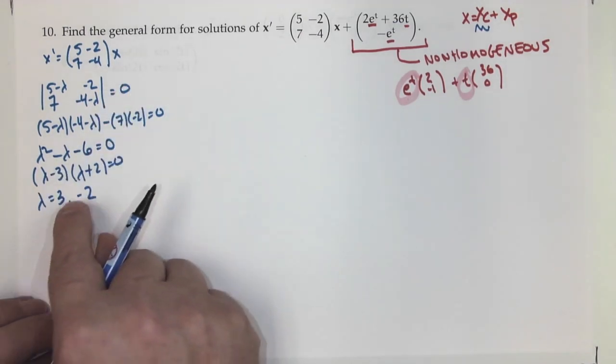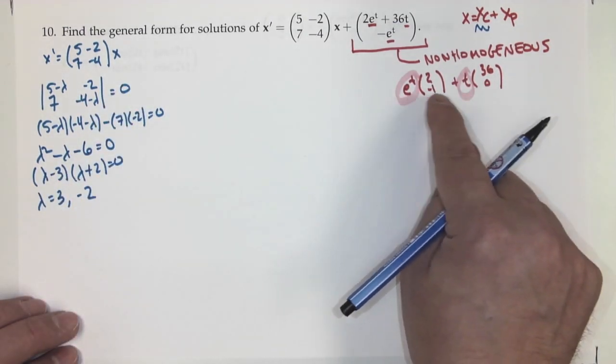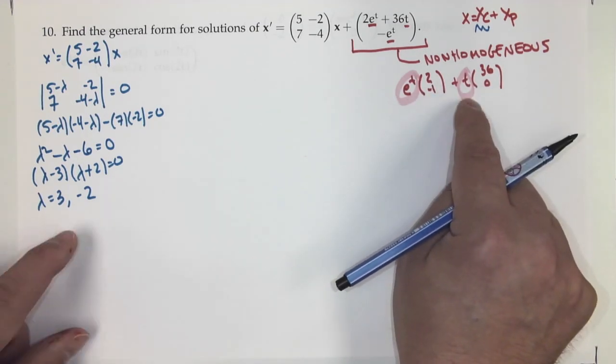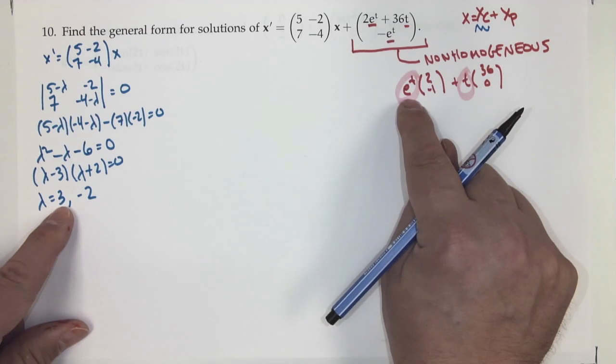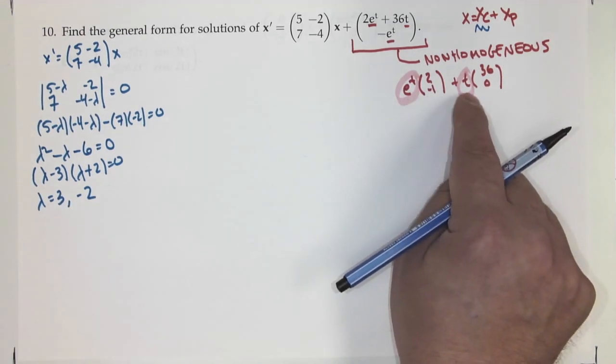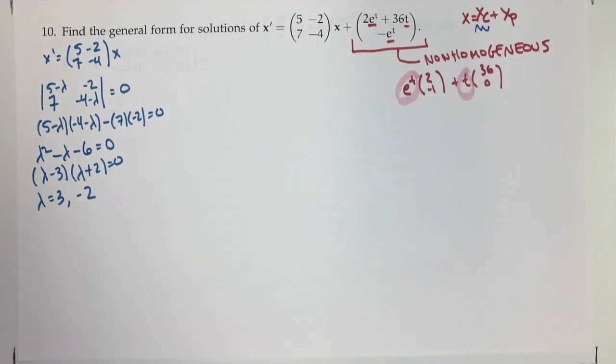Now, at this point, we peek over and say, am I going to have any problems? The answer is no. Because here I have e to the 1t. Here, there's not an exponential function, so it's like e to the 0t. So there's no overlap. That's good. We like it when there's no overlap. Because when there is overlap, what has to happen? Bump it up. And we don't have to, which is good.